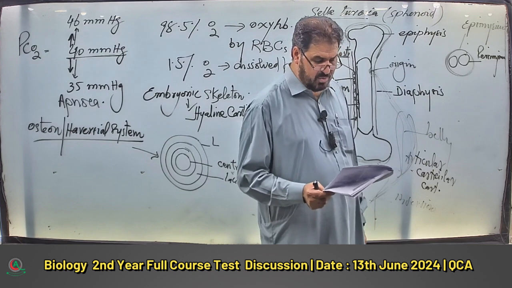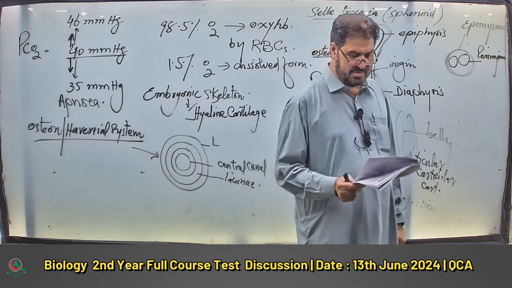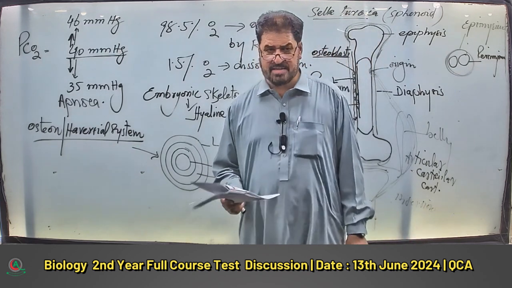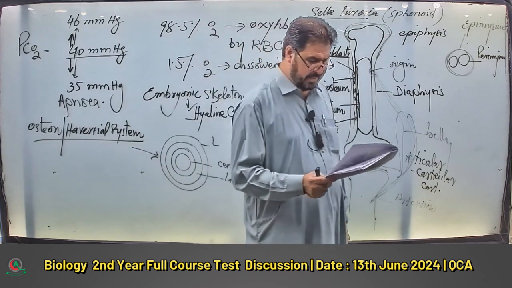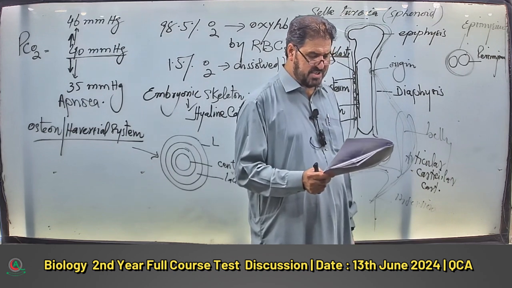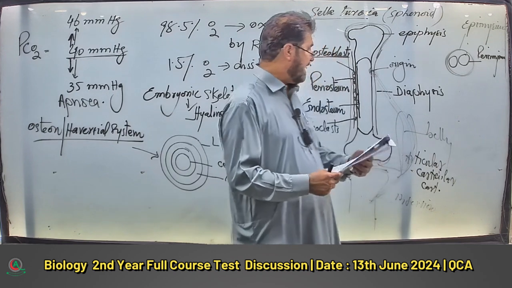Which gland has more exocrine than endocrine tissue? Pancreas. Pancreas is about 90% exocrine and 10% endocrine. A hypersecretion of growth hormone during adulthood causes acromegaly.